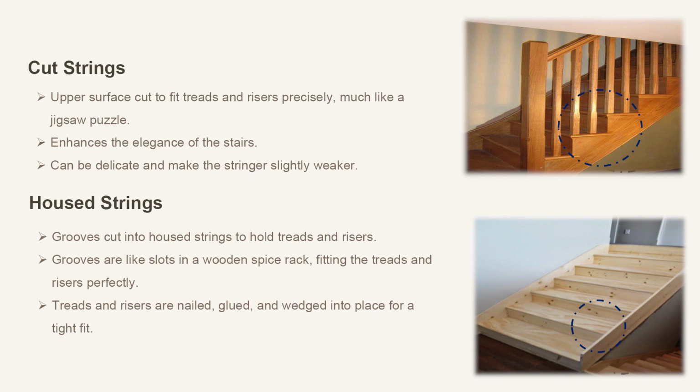So, next, the housed strings. House strings have grooves cut into them to hold the tread and the riser. These grooves are like slots in a wooden spice rack you see in your kitchen, where each spice bottle fits perfectly. The treads and the risers are nailed, glued and wedged into place for a tight fit. You can imagine using small wooden wedges dipped in glue to secure everything, much like how you might use wooden pegs to hold parts of your bookshelf together.